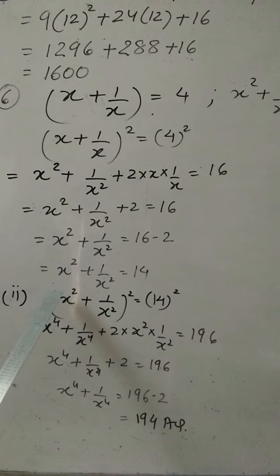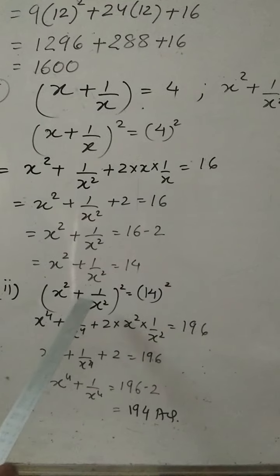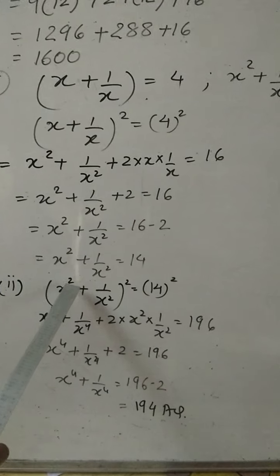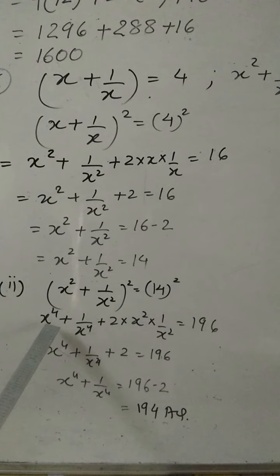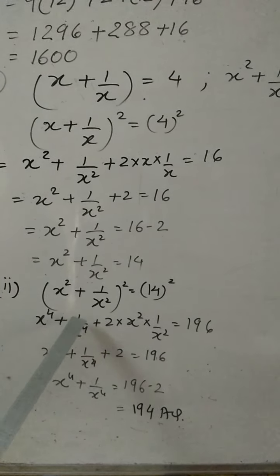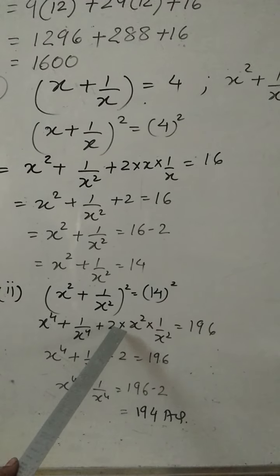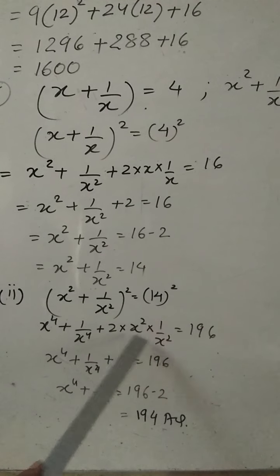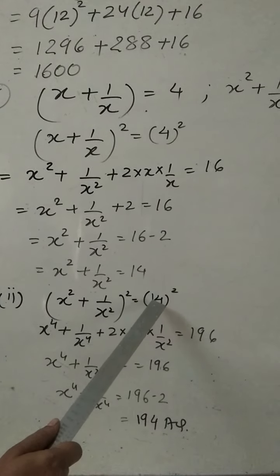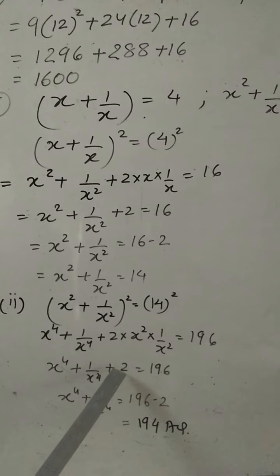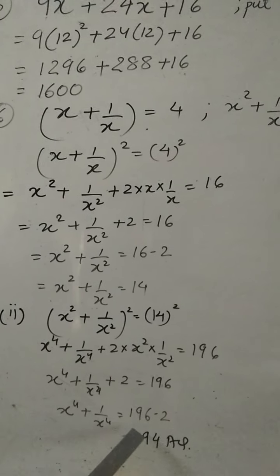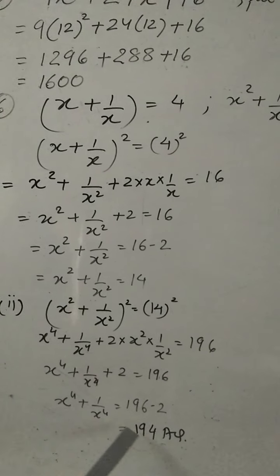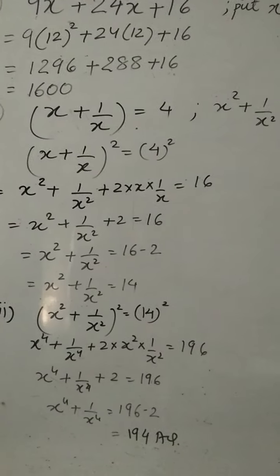So we will be doing the squaring of this expression that is obtained. So again, squaring both the sides. Here you will get square of a, that is x to the power 4, plus 1 by x to the power 4, plus 2 into a into b, that is x square into 1 by x square. Again x square gets cancelled, and square of 14 is 196. Again 2 will go to that side, and you will get the answer 194. So the value of x to the power 4 plus 1 by x to the power 4 is 194.